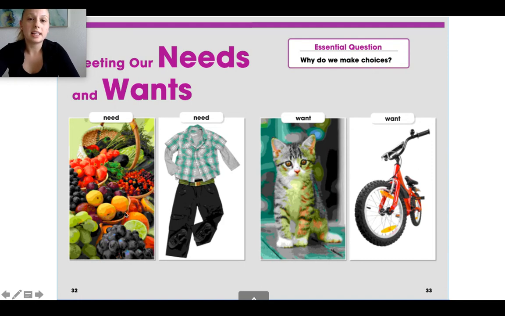We need things like food. We need clothing. Right? Those aren't the only two things that we need. We also need other things like water, shelter, love, right? Things that we want are like pets. We don't need them, but we would like to have pets. And other toys like bikes, right? Those are not things we need. Those are things we want or would like to have.